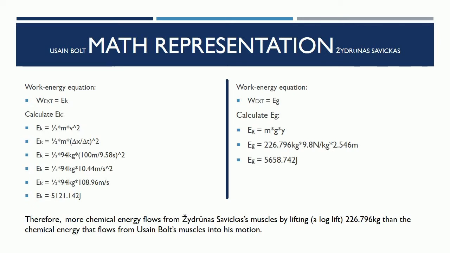The work energy equation is, external work equals gravitational energy. Calculate the gravitational energy. Gravitational energy equals mass times gravitational strength times the displacement. Equals 226.796 kilograms times 9.8 newtons per kilogram times 2.546 meters. Equals 5658.742 joules. Therefore, more chemical energy flows from Zydrunas than Usain.